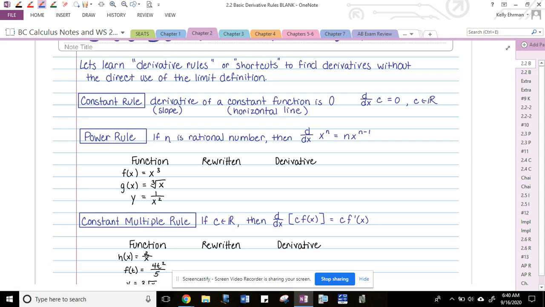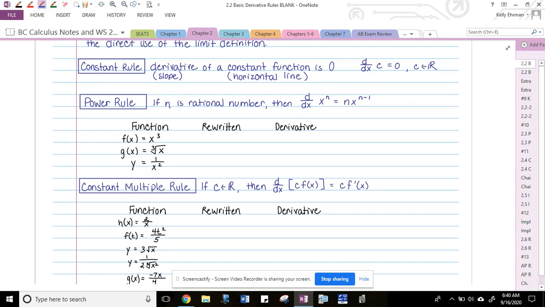So the constant rule: the derivative of any constant function, since the slope of a constant function is 0, the derivative of a constant is 0, provided that number is in the real number system. The power rule, again, I've referred to this as a way to check your work. The derivative of a variable raised to a power is to bring the power down out in front. The n gets multiplied out in front, and then it's x to the n minus 1 power.